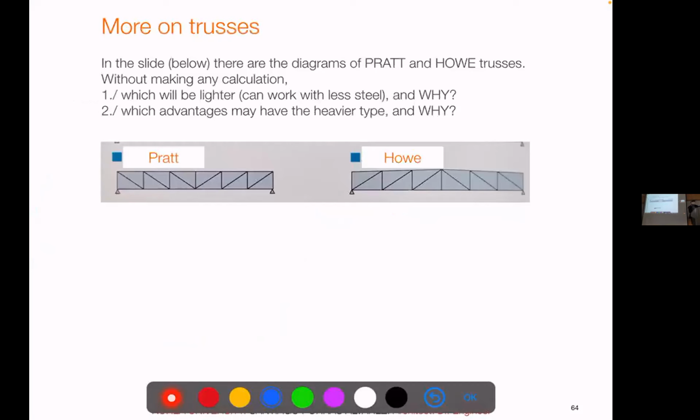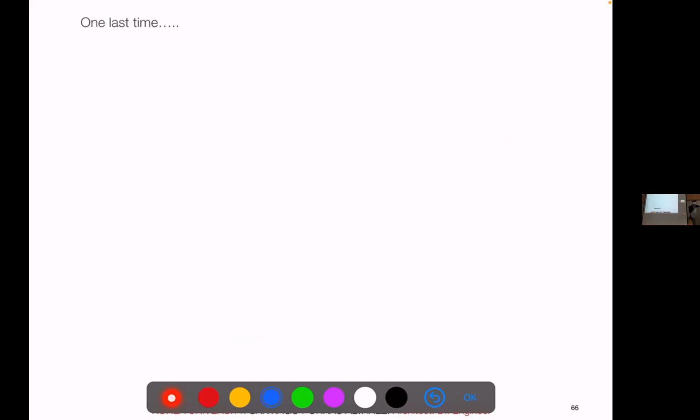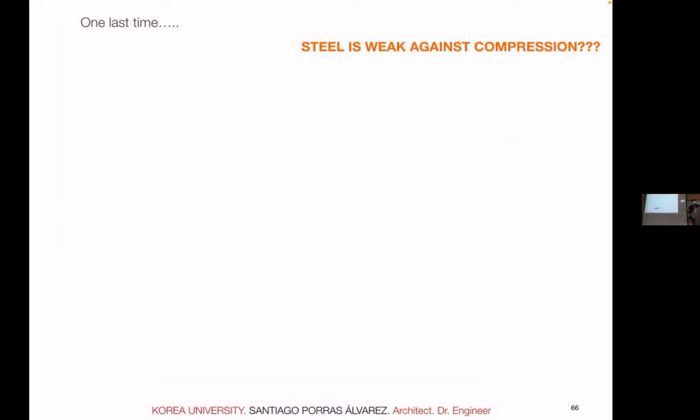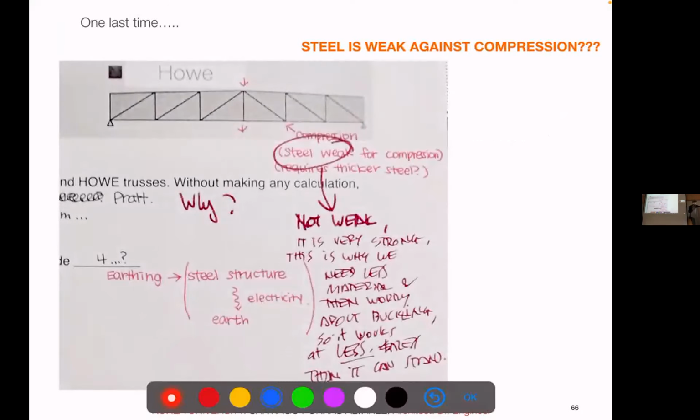Long span, because our dear Pratt and Hall, and again, this is a terrible diagram, but the point here is that having the diagonals in tension will always save material. Some people said, okay, you can remove those elements, but you can also do that in the Pratt. You can also put the supports there, right? So it's about saving material and visualizing how things deform. There's nothing more.